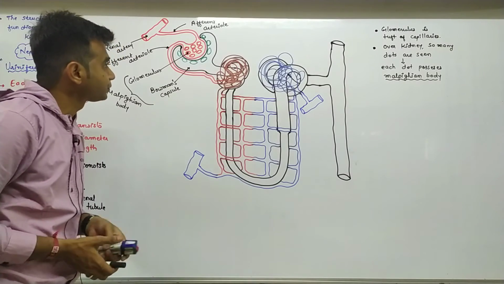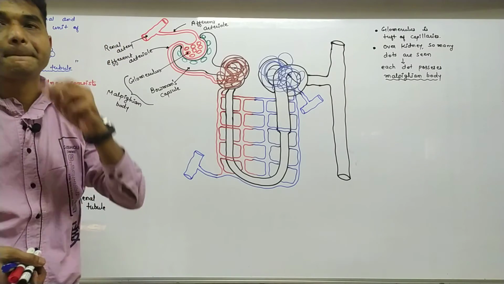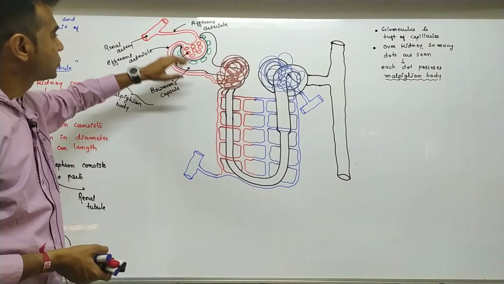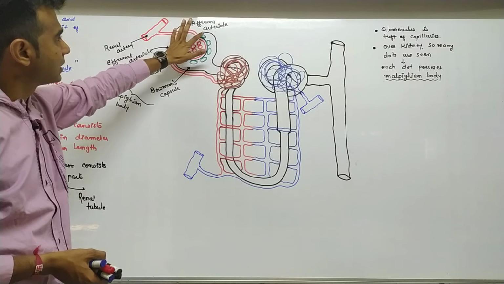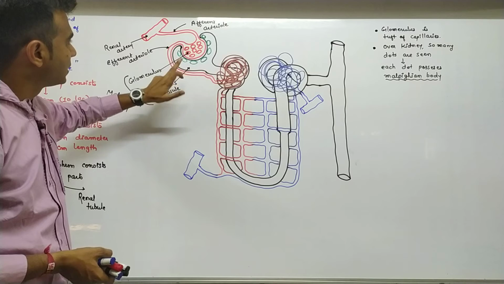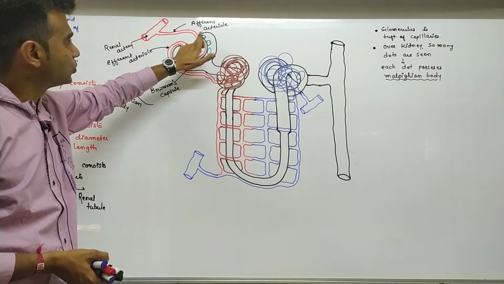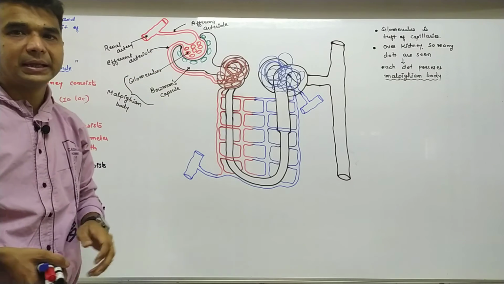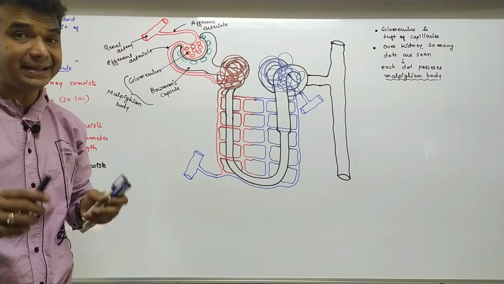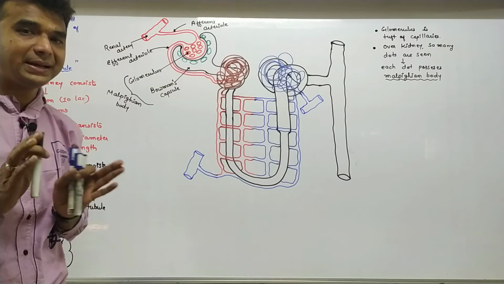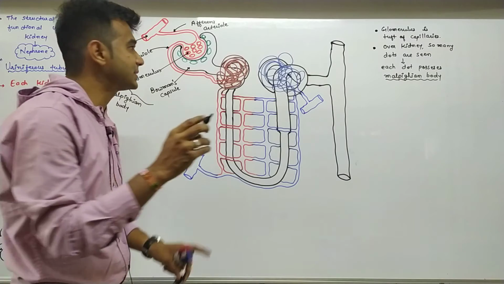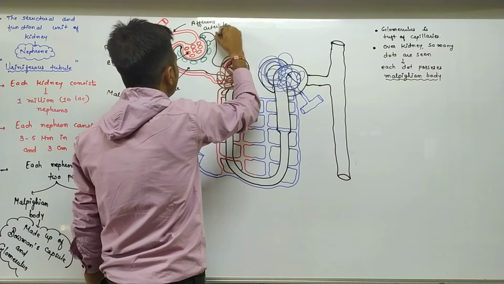Now see, this is the Bowman's capsule. In the Bowman's capsule, this is the outer layer, and the layer which is connected to the glomerulus is known as the inner layer. The inner layer of the Bowman's capsule consists of specialized cells known as podocytes.